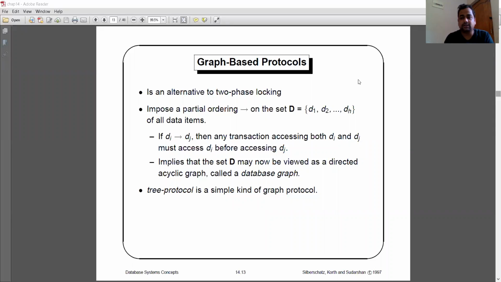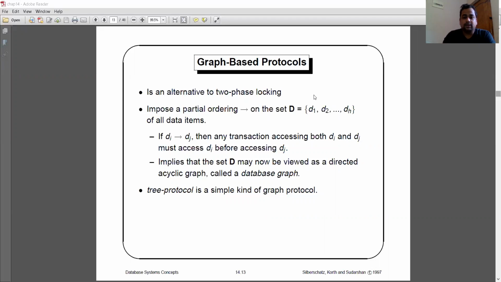So, before we start those two methods, first we need to know what a graph-based protocol is. It is an alternative to two-phase locking. That means, to avoid the problems that can occur in two-phase locking, we follow the graph-based protocols.